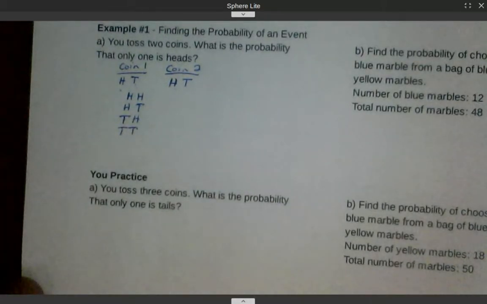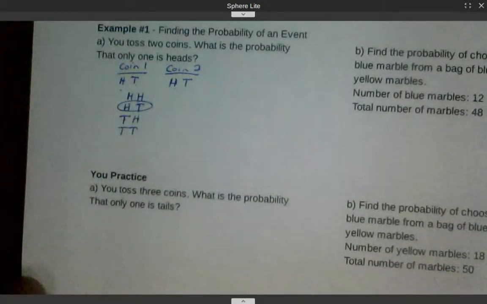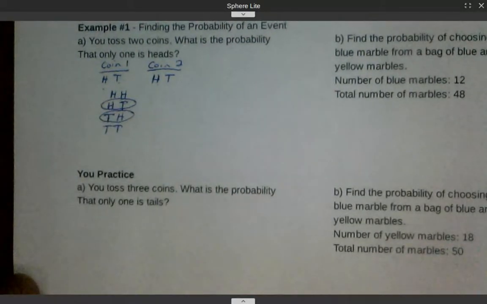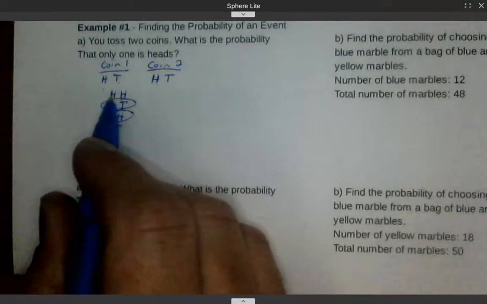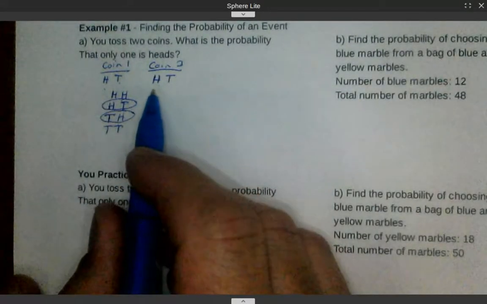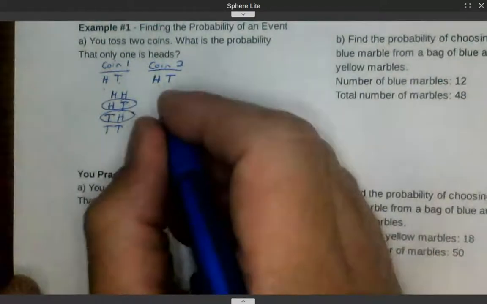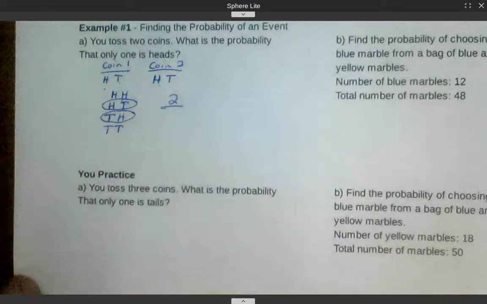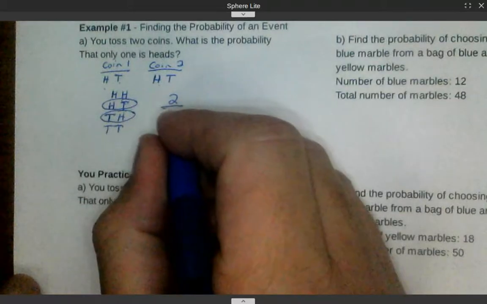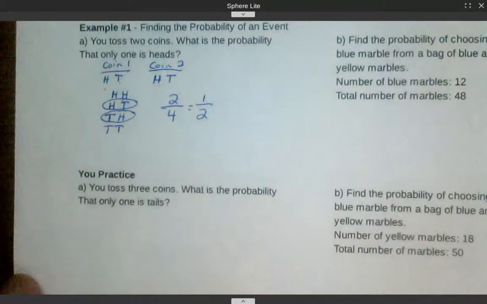We want to find the probability that only one is heads. So in this case, we have one that is heads, and we have this one in which only one is heads. This one won't work because this one includes two that are heads. So we're going to use the number of favorable outcomes. The favorable outcomes is how many have just one heads. In this case, it's 2. And we're going to divide by the total number of outcomes, which in this case is 4. When we reduce, we get 1/2.